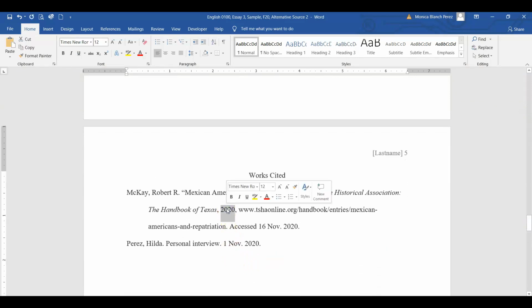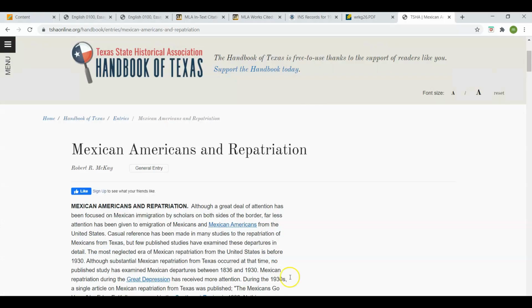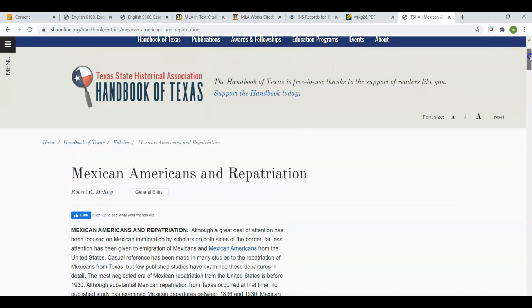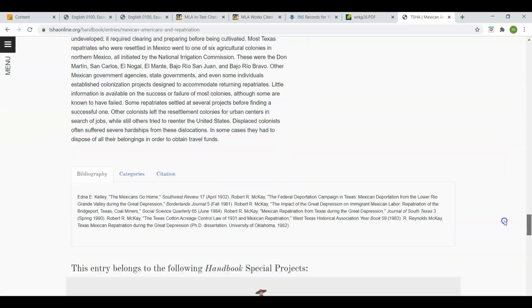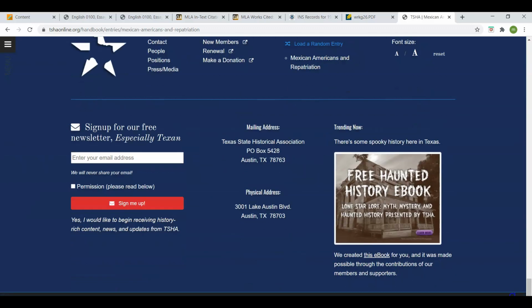The date only showed 2020. Oh, and let me show you that. I couldn't find a specific date. The only thing I found was way at the bottom, and you can't see it. It's below the area that's visible in the video, but it says copyright 2020.